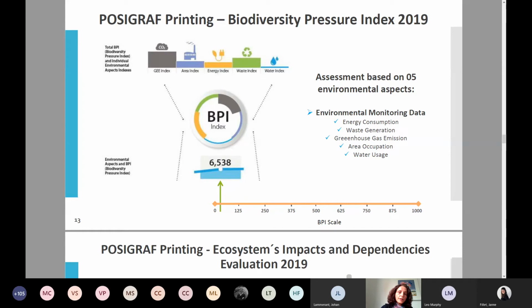This sort of calculation I'm showing here is very important because this allows any organization to compare their business units and also to compare themselves with other sectors or to compare themselves in the same sector because we use the same methodology. Okay.